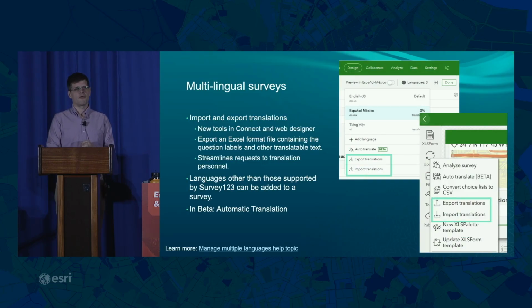Multilingual surveys are also very important, especially for public data collection. Many of us live and work in cities, counties, and states where there may be multiple languages either commonly used or legally used. For example, Canada, very famously, has both English and French, and all government documents need to be published in both languages. So within Survey123, we've supported reading or displaying multiple languages for a number of years.